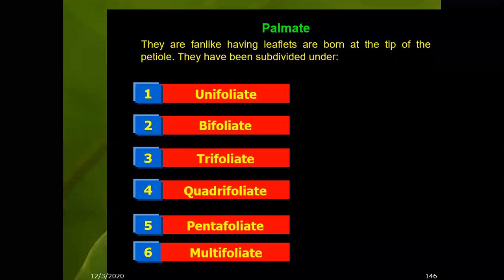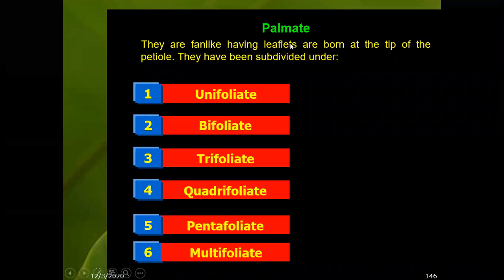Next, palmately compound leaves. In palmately compound leaves, the leaflets are borne at the tip of the petiole. A palmately compound leaf is defined as one in which the petiole bears terminally one or more leaflets which seem to radiate from a common point, like fingers from the palm. That is a palmately compound leaf.